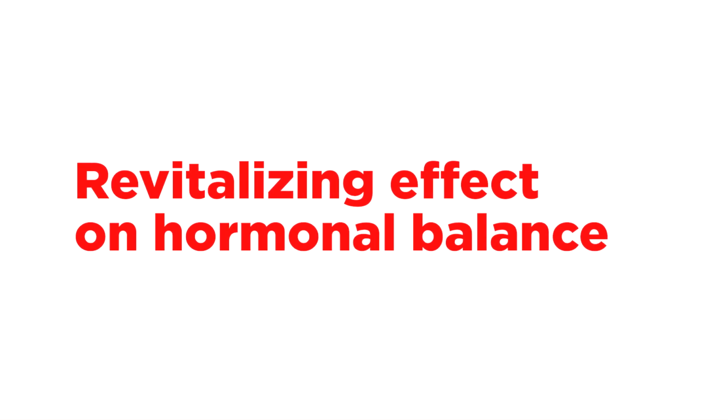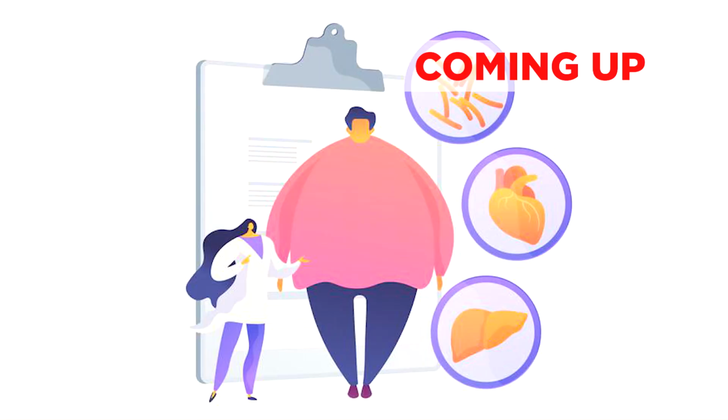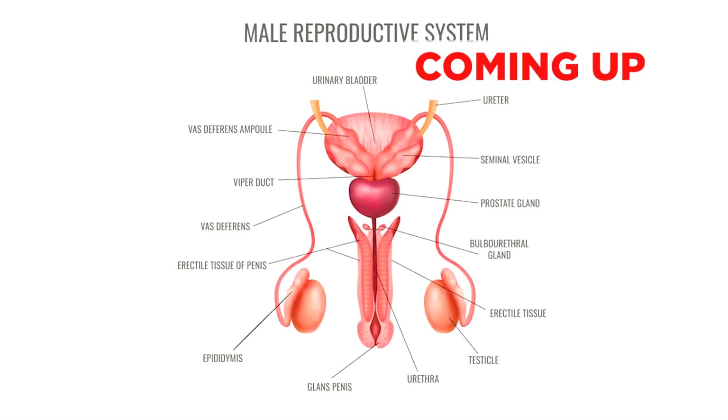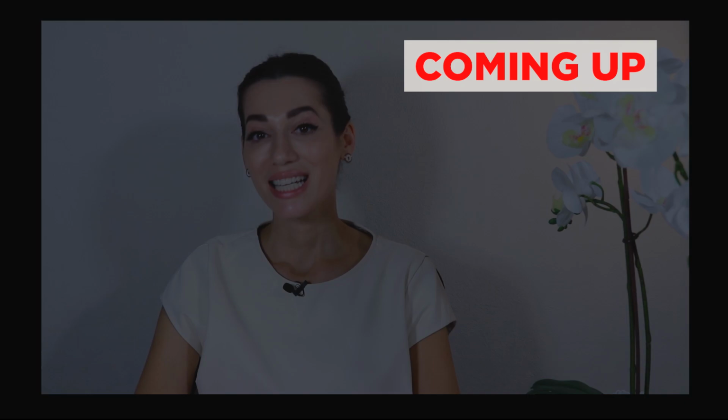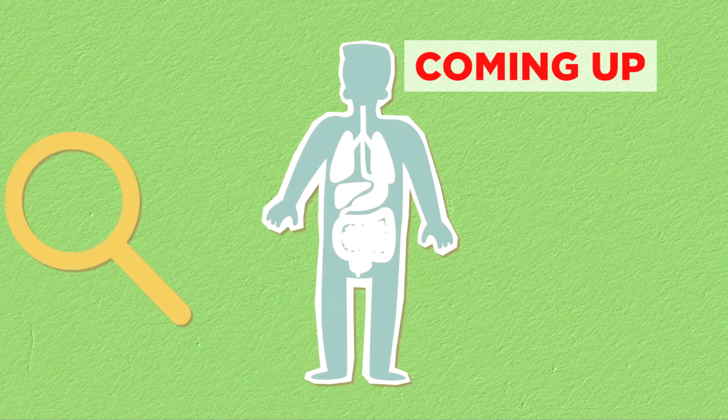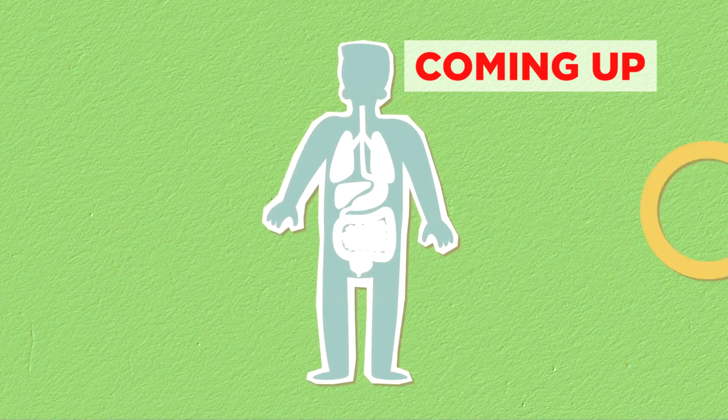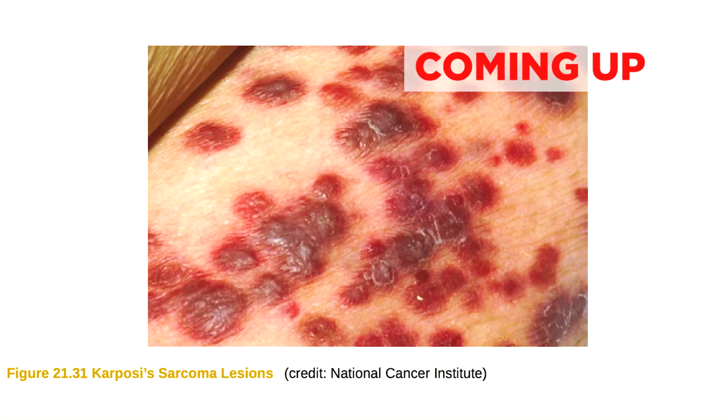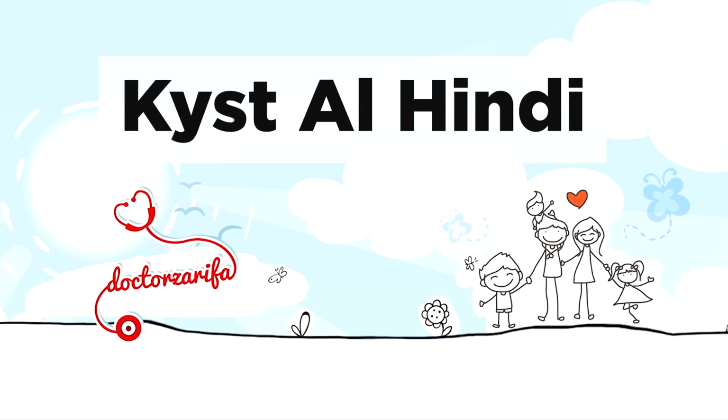Revitalizing effect on hormonal balance found the use of Kyst al Hindi in the treatment of obesity, diseases of the male genital organs, sexual dysfunction. Kyst helps to recover faster with various acute respiratory diseases, flu, sore throat, and pleurisy. Kyst or Costus has been used since ancient times in the cure of cancer in traditional Chinese medicine. Recent studies showed that components of Costus inhibited colorectal cancer cell proliferation.